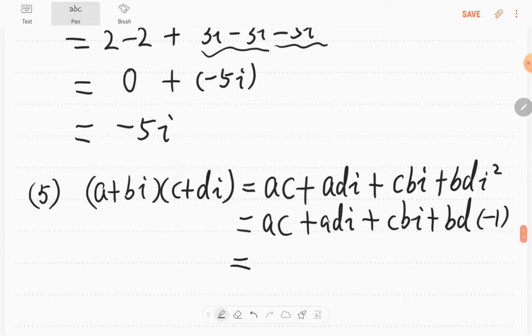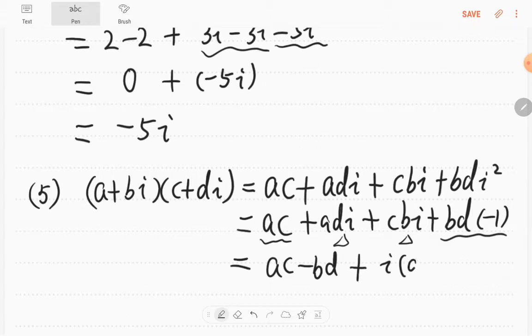Okay, so we combine the real part and the real part. This becomes a real number, right? Then put the imaginary part together. So it becomes ac minus bd plus i times ad plus cb. Right, we take i out. So this one is our result, right? You don't need to memorize. It's too complicated. You just, as usual, expand.